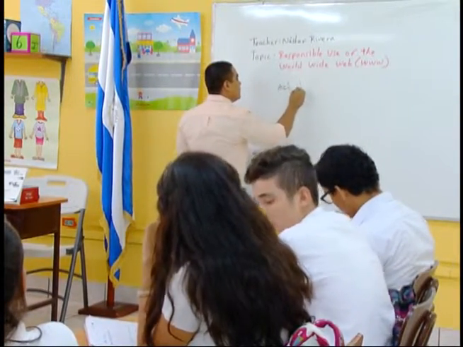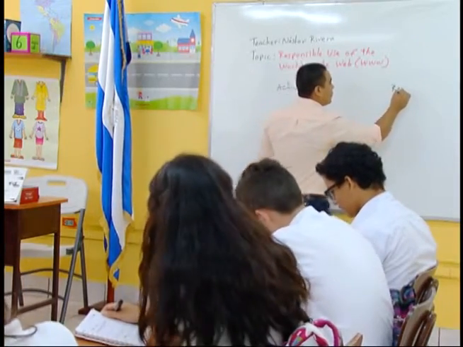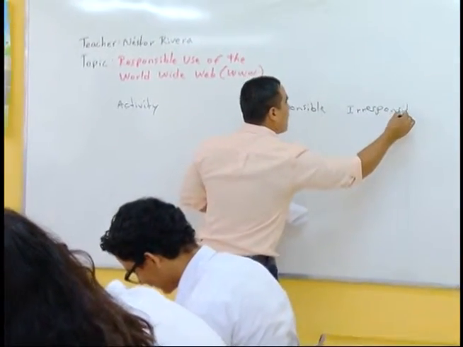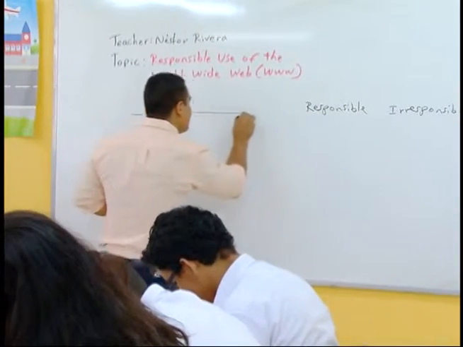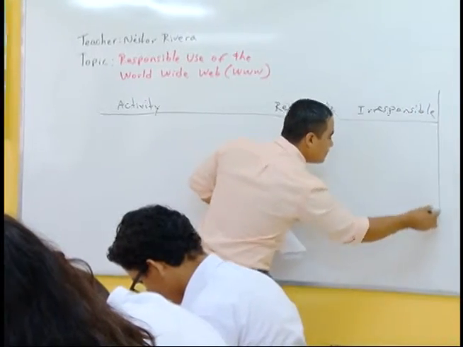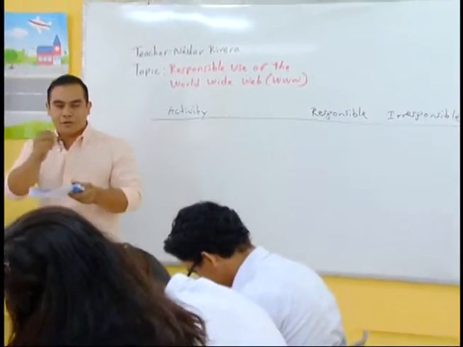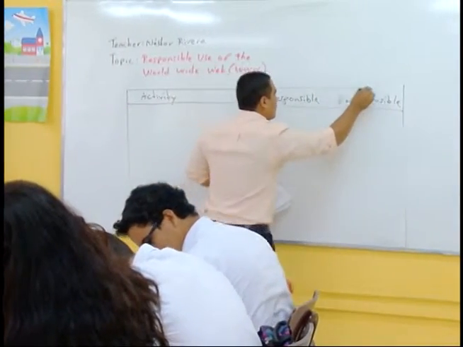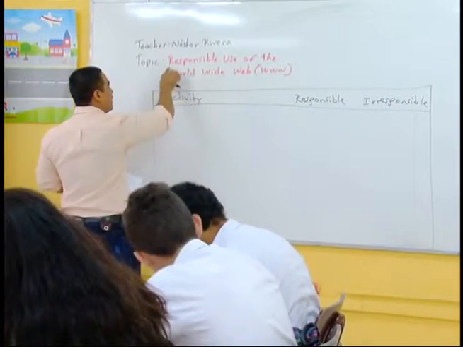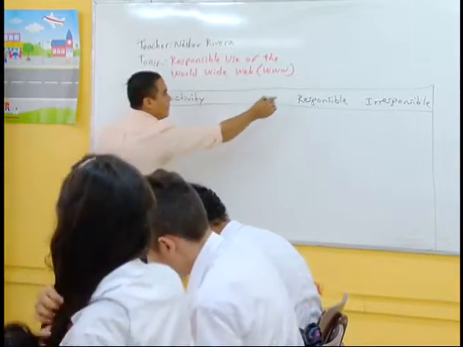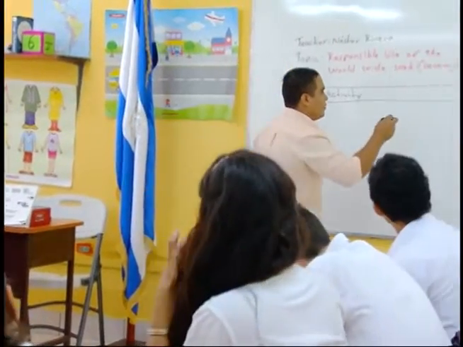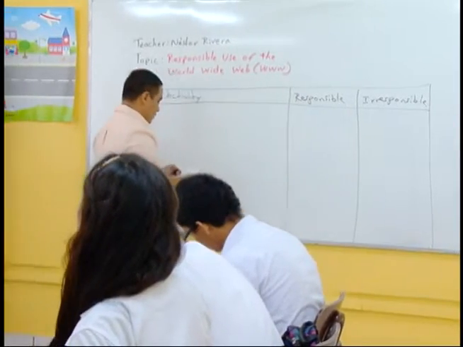Activity. Responsible. Irresponsible. This is a chart. Everybody, draw the chart in your notebook, please. Our topic is responsible use of the World Wide Web. So we're going to identify some responsible behaviors and some irresponsible behaviors using this chart.